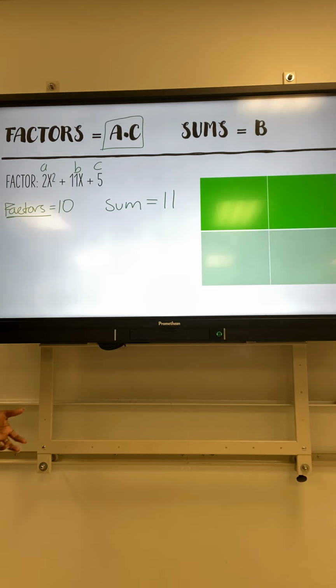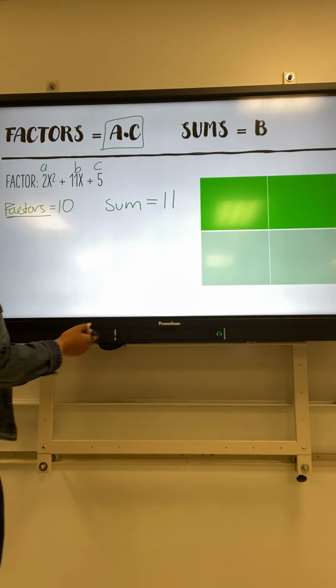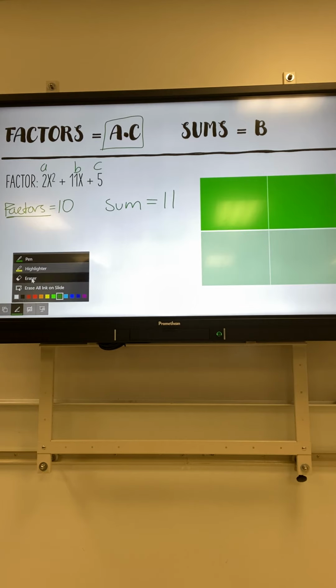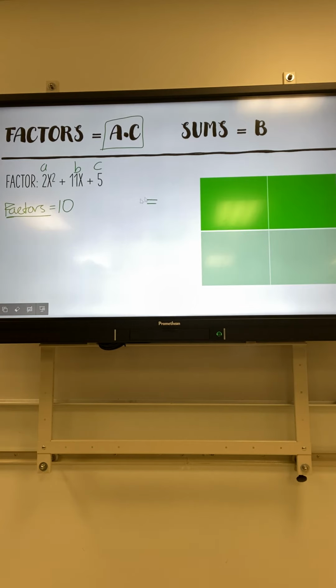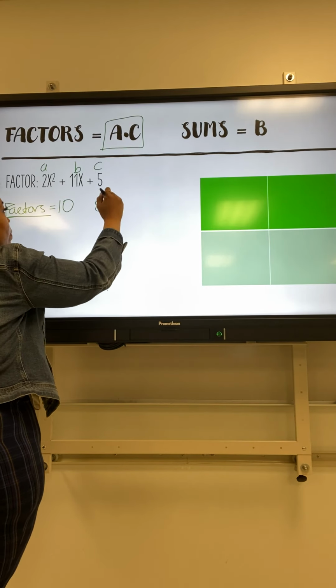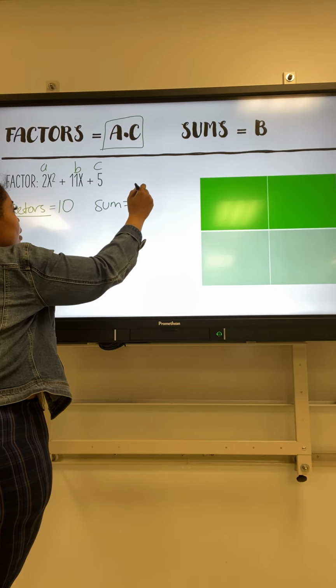So I'm looking for two numbers that when I multiply them, I get 10, but when I add them, I get 11. We want factors of 10 and we want the sum to equal 11.